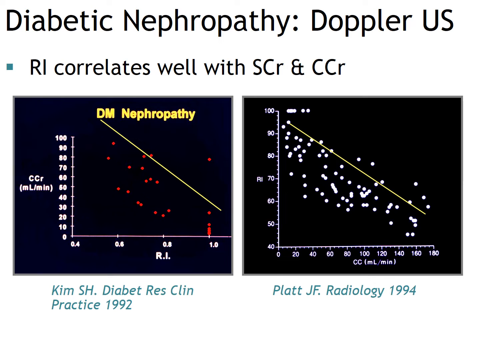This is a graph in our study, and this is a similar graph in another study showing the same relation between creatinine clearance and resistive index. So spectral Doppler ultrasound will be a useful technique to evaluate the severity of diabetic nephropathy.